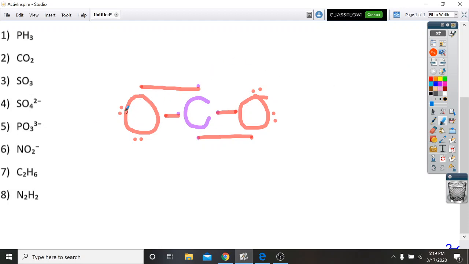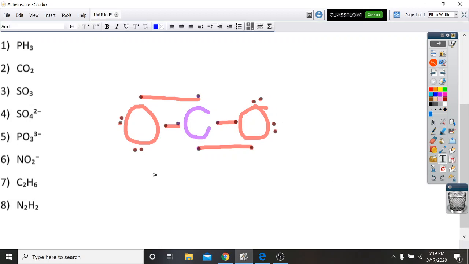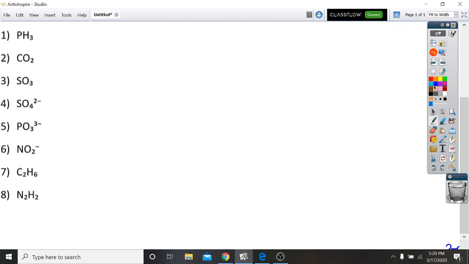And this does work because now this oxygen has 1, 2, 3, 4, 5, 6, and now 7 and 8 electrons. The carbon has 1, 2, 3, 4, 5, 6, 7, and 8 electrons, and this oxygen has 2, 3, 4, 5, 6, 7, 8. So everyone is happy. This molecule is complete. There are 2 double bonds holding this molecule together.